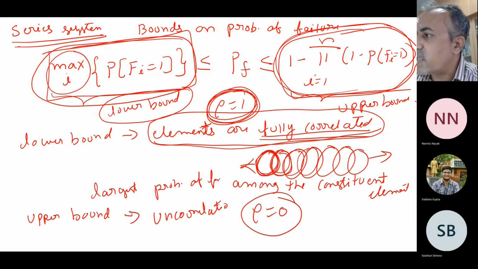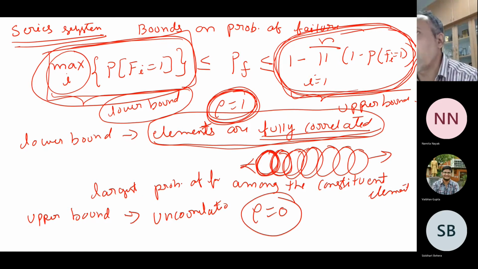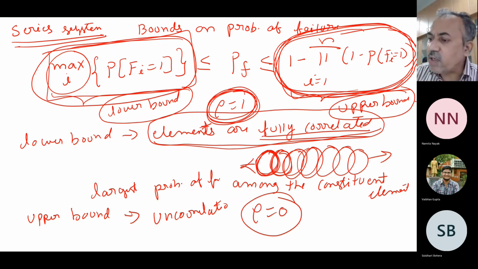So the advantage of this expression is, you don't know whether the things are correlated or not correlated. If you are not sure, this expression gives you the upper bound. Okay, it is something like conservative, you can talk about those issues. If you want more, then you have to go for the correlations. Okay, so this is for the series system.